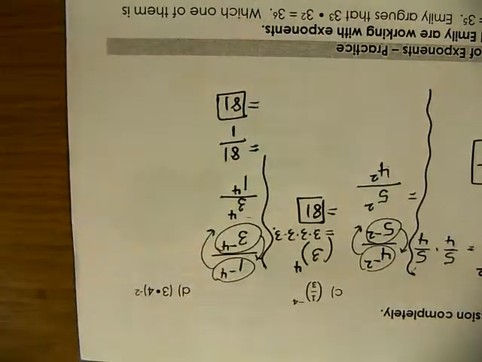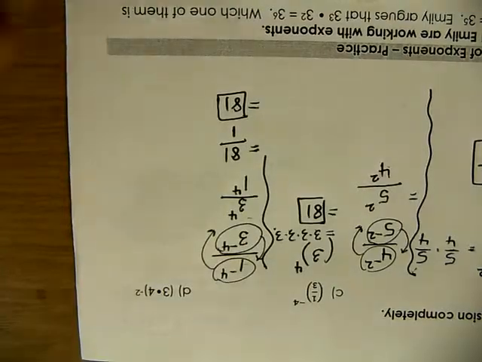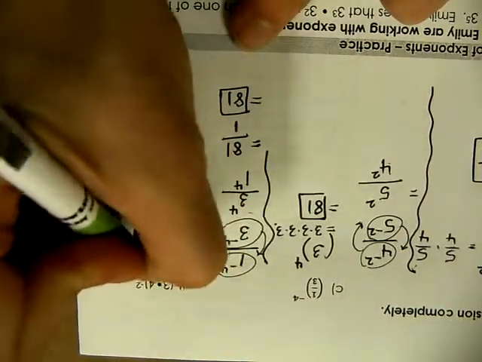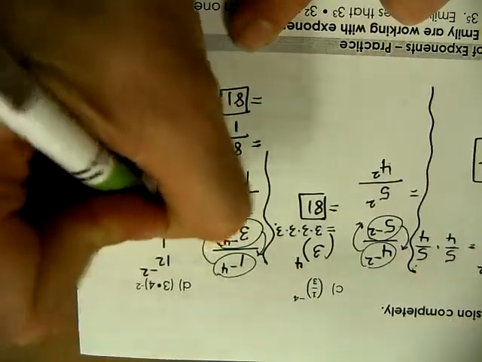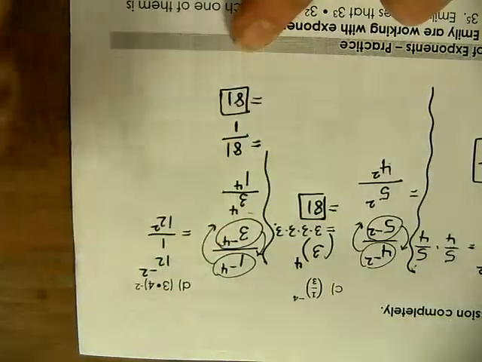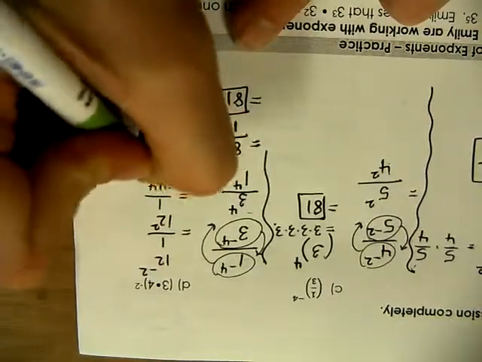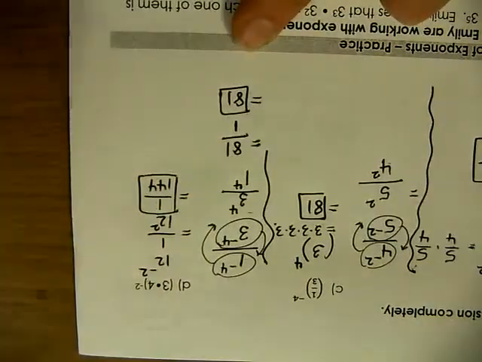Over here, there's a couple different ways that you can think through this one. You can simplify 3 times 4 first and say, well, that's 12 to the negative second, which would just be 1 over 12 to the positive second. And if I square 12, I get 1 over 144.